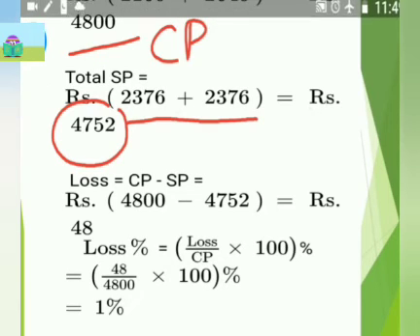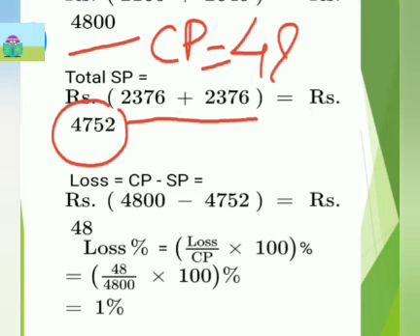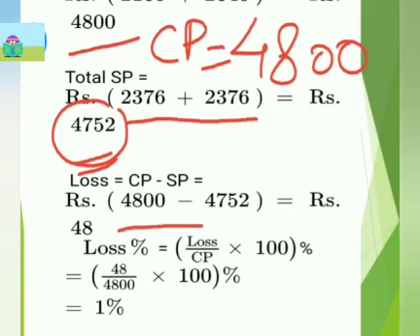So the CP was how much? 4800. And the selling price is how much? 4752. So as you can clearly see, the CP is more and the selling price is less. That means there is a loss. So let's calculate the loss now. So 4800 minus 4752, subtraction you do, you will get the loss as 48.